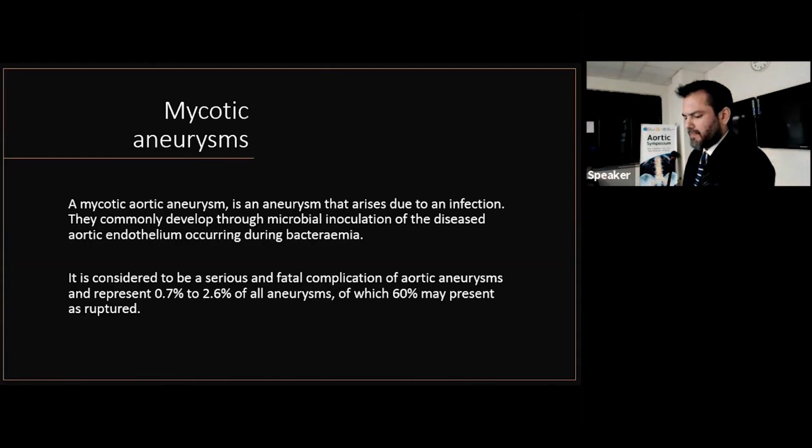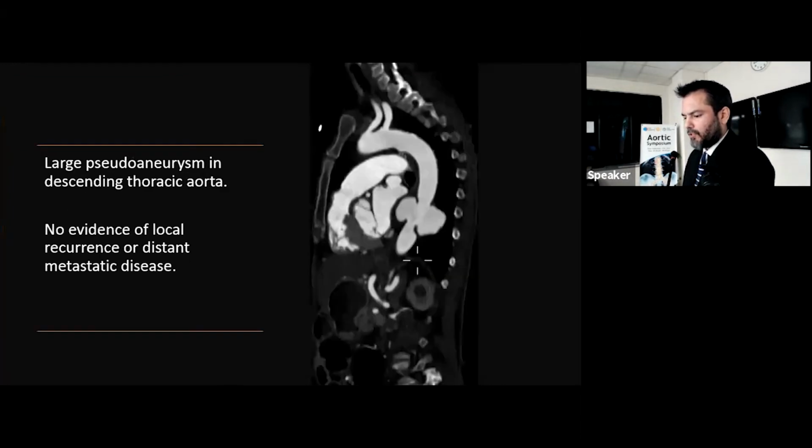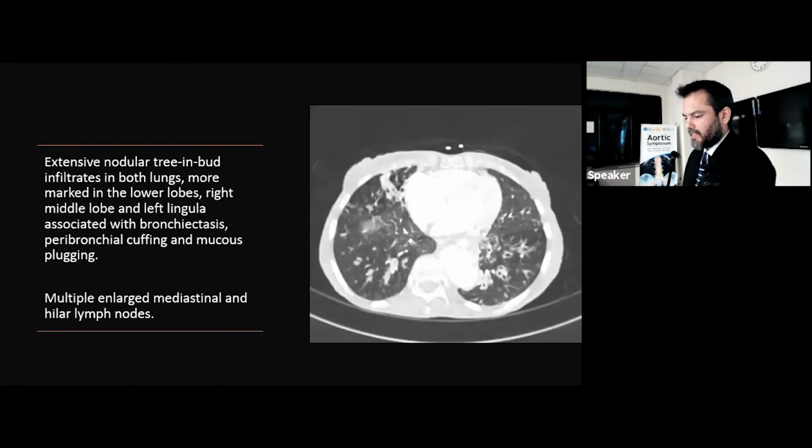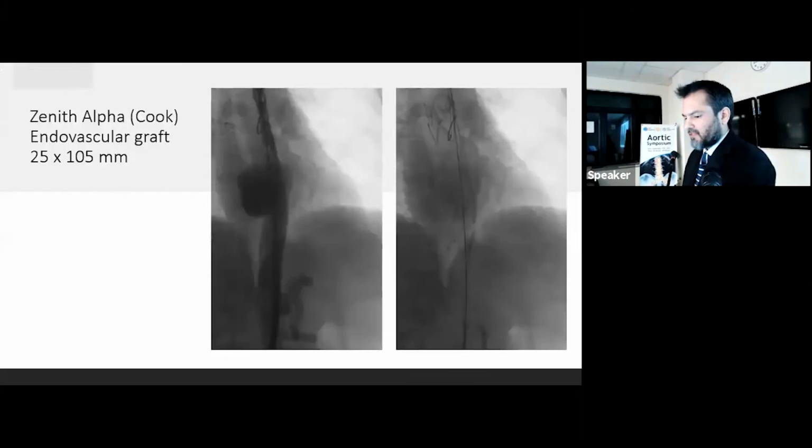Mycotic aneurysms. So we've got an infection from somewhere, it hit the endothelium, the aortic wall has become diseased and it's now become aneurysmal. It's a big problem, what to do? Here we've got one such patient and she's got a large pseudoaneurysm in the descending thoracic aorta. Look at the lungs, look at the bronchiectasis. And she actually had symptoms for almost a year before this was picked up. So this had been slowly growing.